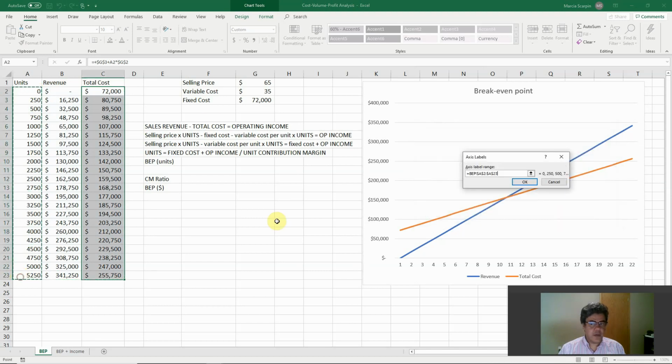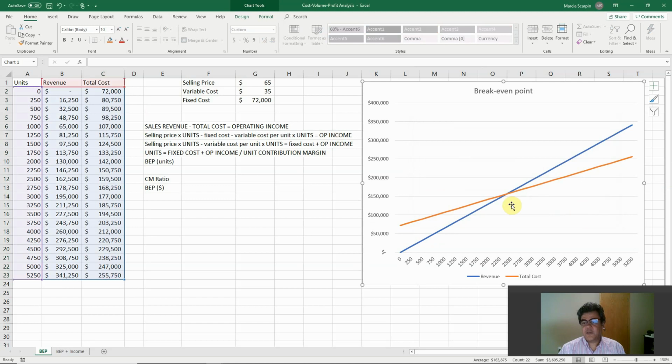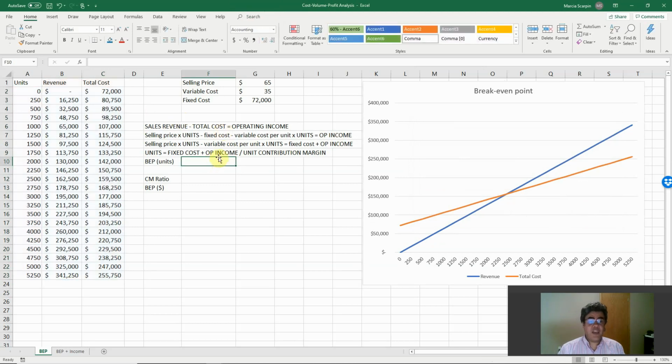Horizontal, they are here. Okay, perfect. It is something around 2500, maybe. How do we find it? We have our formulas the same as our PowerPoint. Break-even point: fixed costs plus operating income. Here we are working with a break-even point, so we have no operating income, divided by unit contribution margin, 65 less 35. And then we have the 2400 units. As I told you, around 2500 units here.